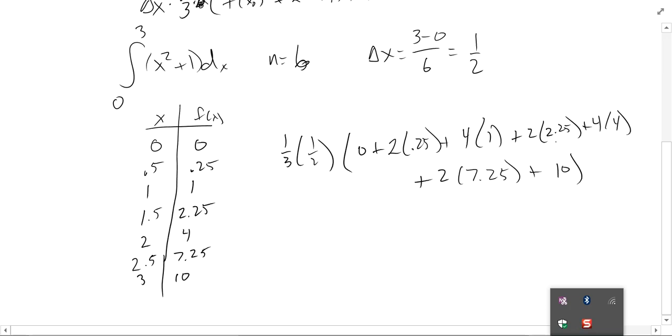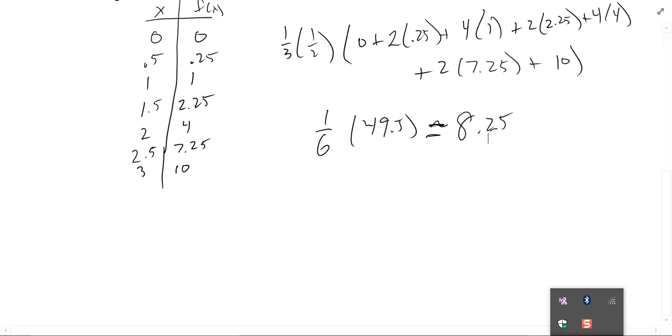And so let's crunch all those numbers, see what we end up with here. Let me just pause the video and do that calculation. So I'm getting 1/3 times a half is 1/6 times 49.5, and that works out to be 8.25. So our estimation of the integral from 0 to 3 of x squared plus 1 using Simpson's rule is 8.25.